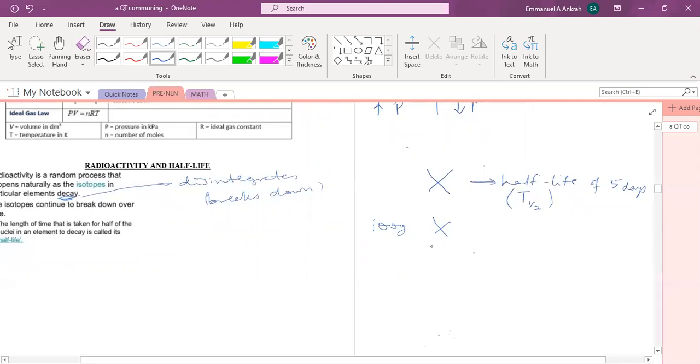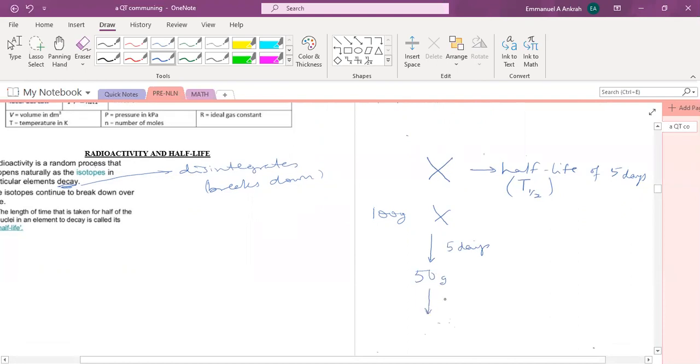It means that after the first 5 days, half of this substance will be left. So we have 50 grams of the substance. Another 5 days, half of this will decay, so I'll be left with 25 grams, and so on. Every 5 days, half of that is going to break down. So you can keep going.